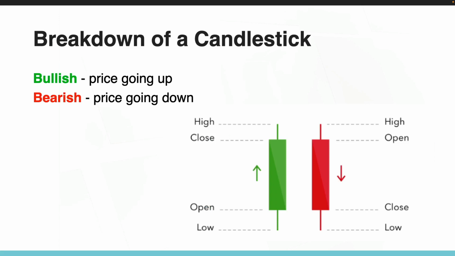All right. So bullish is where the price closed higher than it opened. It represents buying pressure and it indicates a potential upward movement. On the other hand, for a bearish candle, the close is below the open, so it closed lower than where the price opened, and it represents selling pressure and it indicates a potential downward movement.